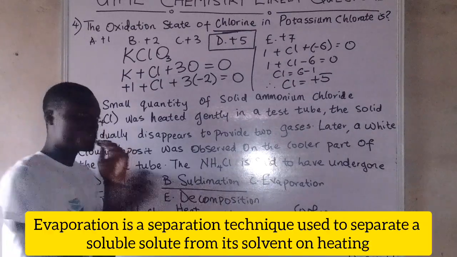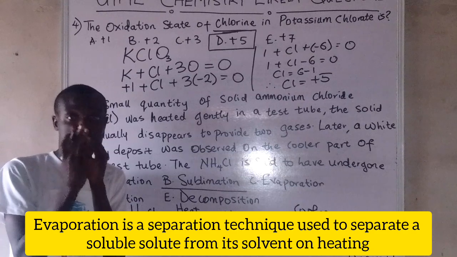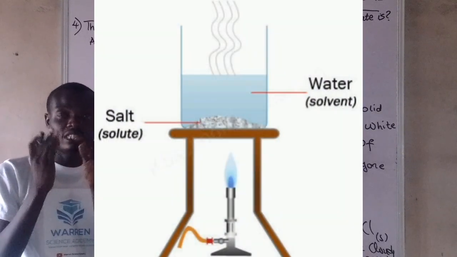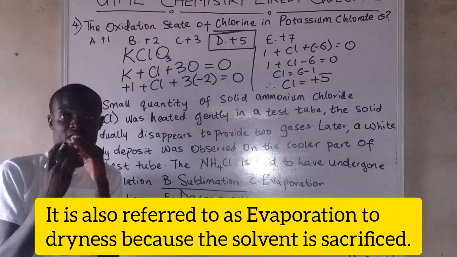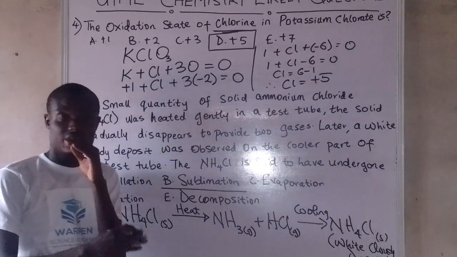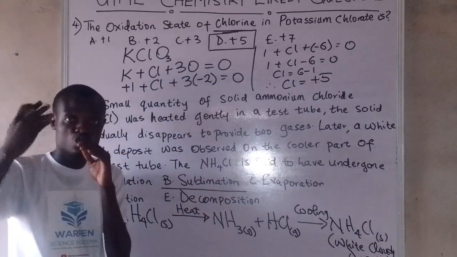Evaporation is used to separate a soluble solute from a solvent, let's say salt in water. What you do during that technique is that you heat. On heating, the solvent is lost, leaving behind the solute. So in the case of salt water or salt solution, the water is lost, leaving behind the salt. So that's evaporation, or we can also call it evaporation to dryness.